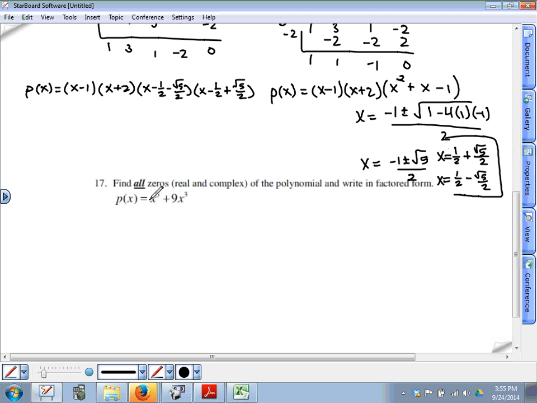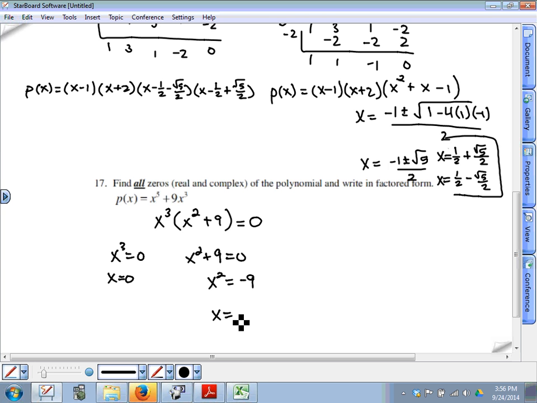Okay, this one's kind of unusual in the fact that it's actually a little bit easier to find the factors than having to do the synthetic division and all this quadratic formula stuff, because you notice we have a factor of x to the third, a common factor that factors into that. If you factor that out, you're left with x squared plus 9. To find zeros, really what you're doing is solving each factor when it equals 0. So if x to the third equals 0, then x equals 0. If x squared plus 9 equals 0, then x squared equals negative 9. If you square root both sides, you get plus or minus 3i.